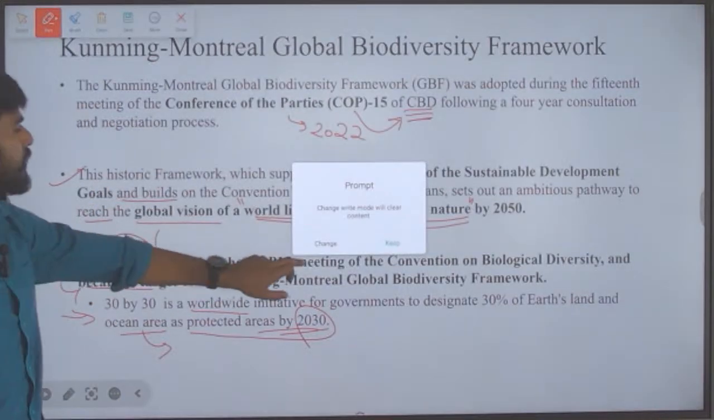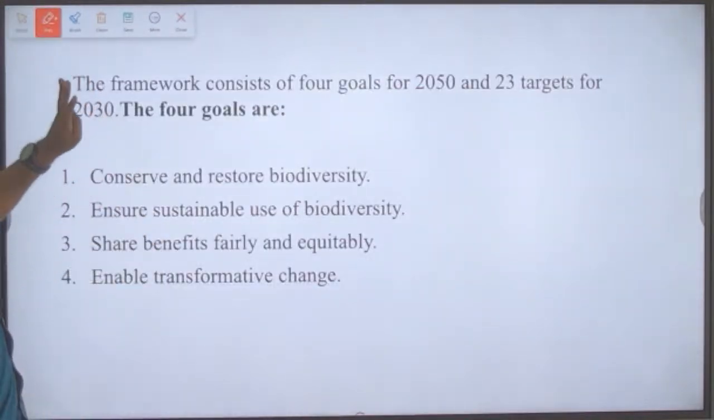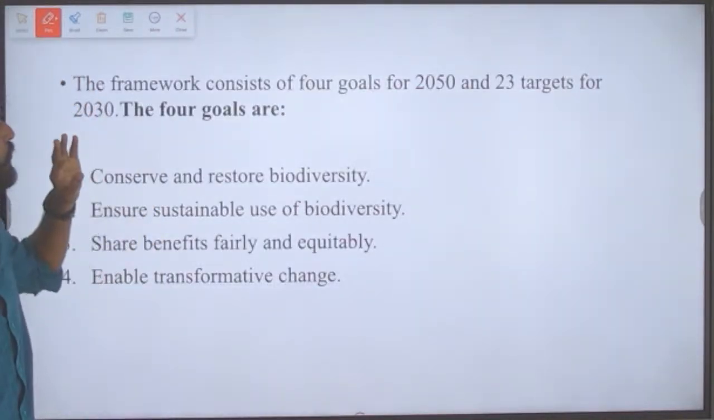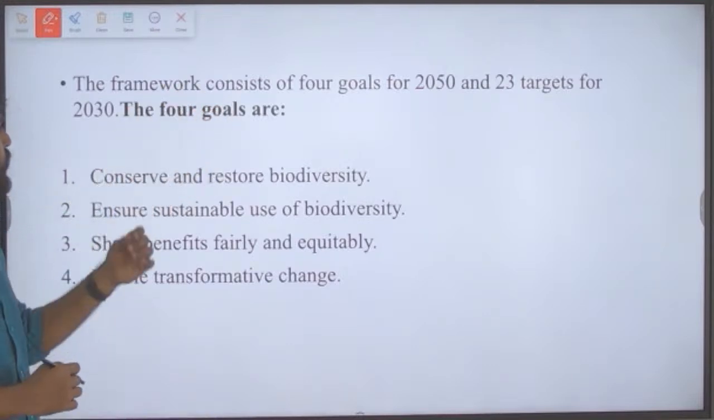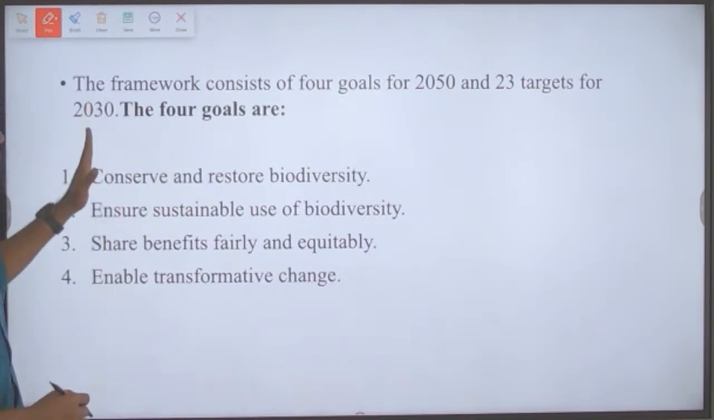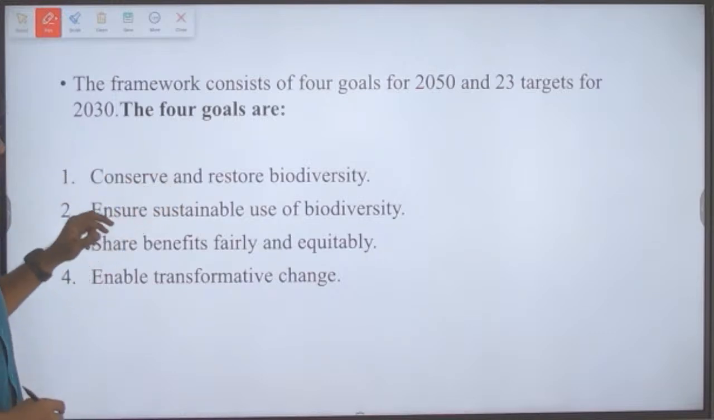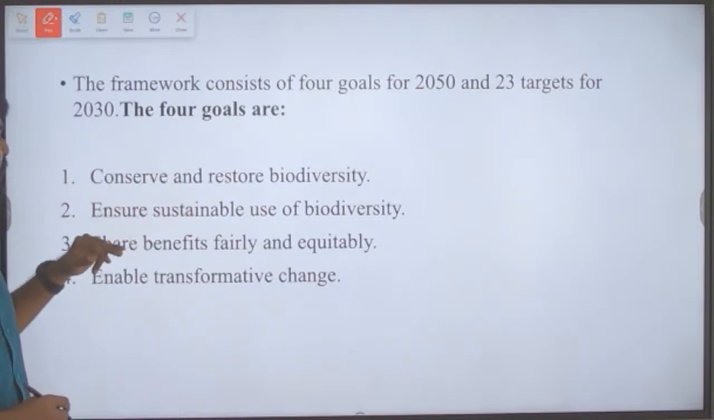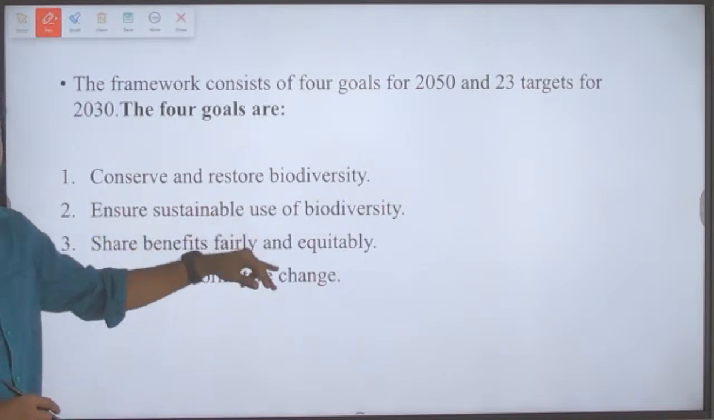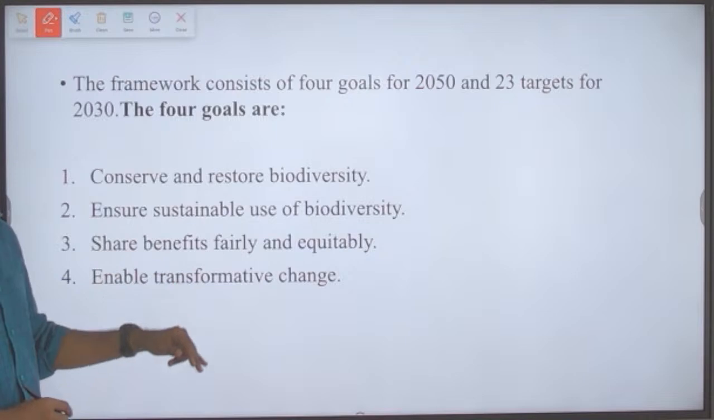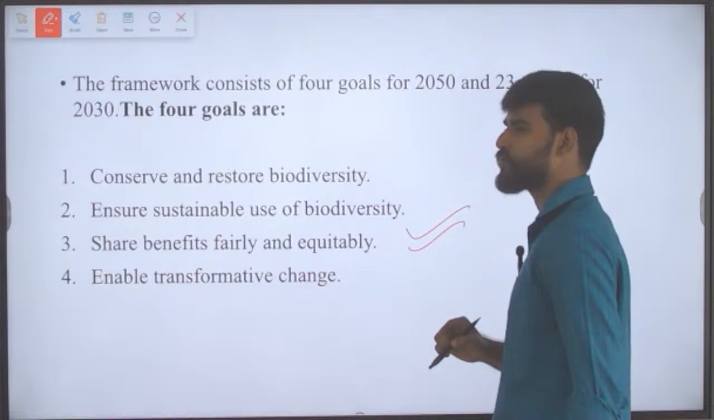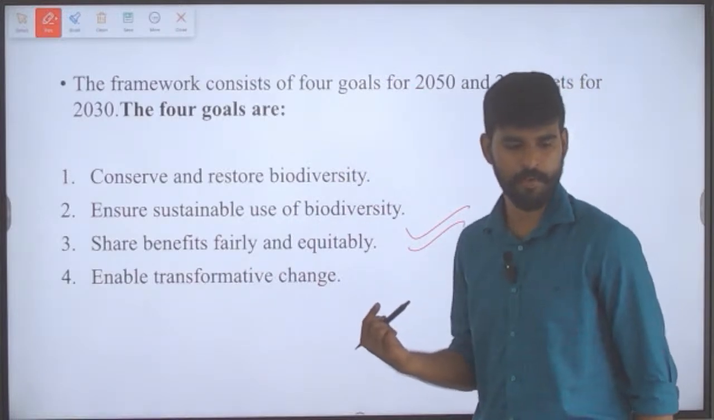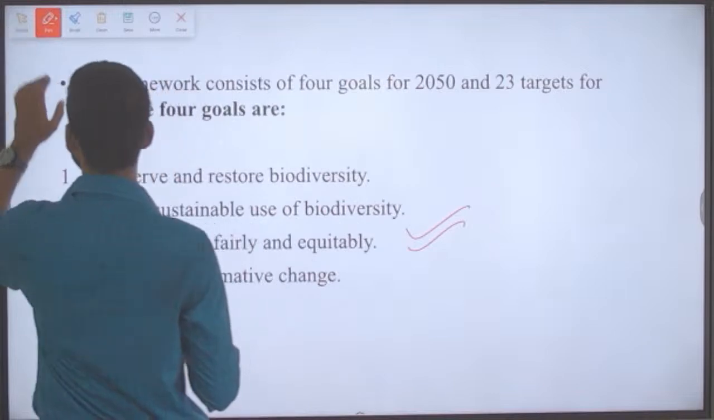Next, under this framework you have 4 goals for the year 2050 and 23 targets for the year 2030. The 4 goals for the year 2050 are: conserve and restore biodiversity, ensure sustainable use of biodiversity, share benefits fairly and equitably, and enable transformative change. So these things you can directly use in your answer writing, which will definitely add value to your answers.